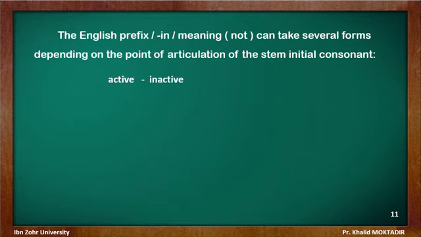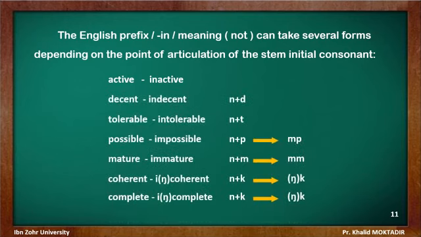Now, look at the English prefix in, meaning not, which can take several forms depending on the point of articulation of the first consonant in the word. Look at these words: active, inactive, decent, indecent, tolerable, intolerable. Now, look at this. The nasal is alveolar before alveolar consonants, bilabial before bilabial consonants, like in the words possible and mature, and velar before velar consonants, as in the words incoherent and incomplete.